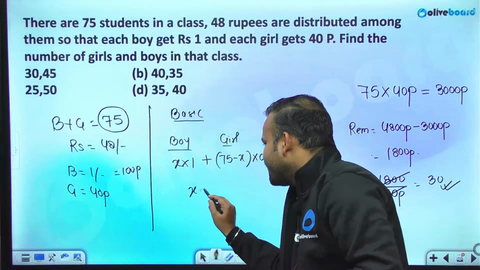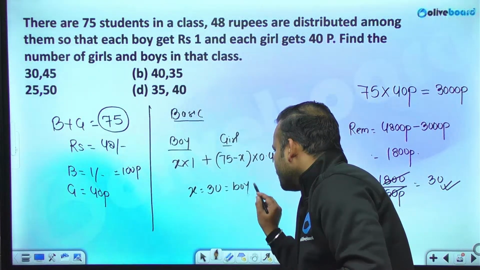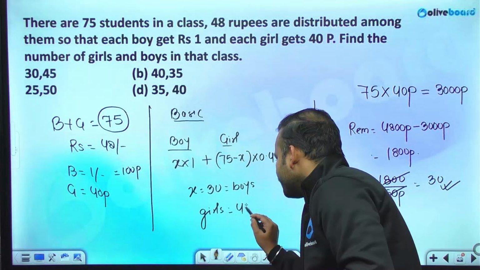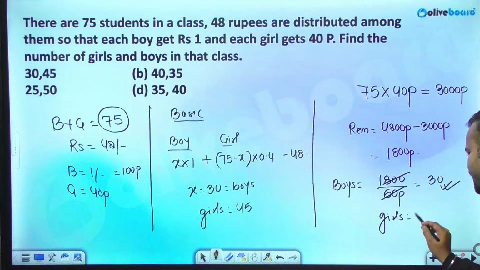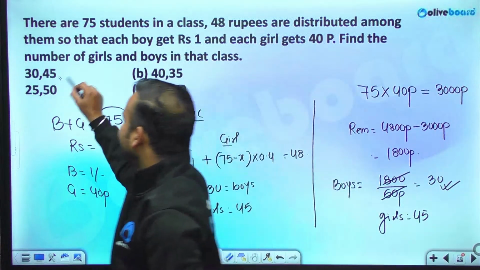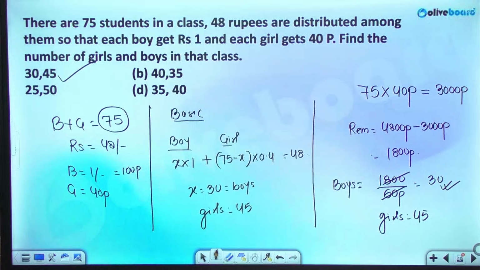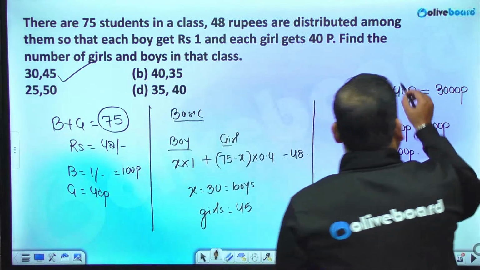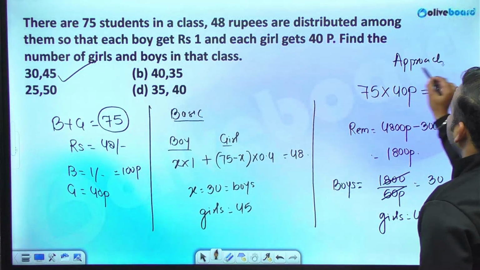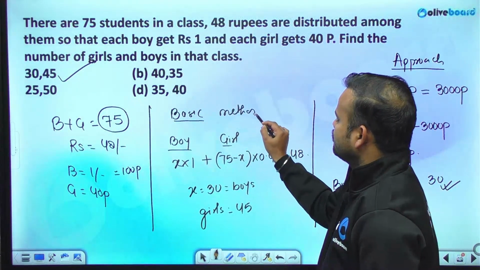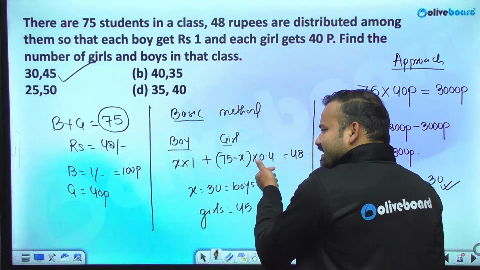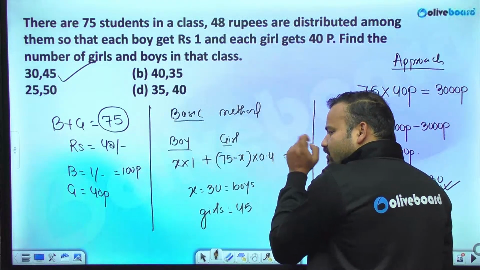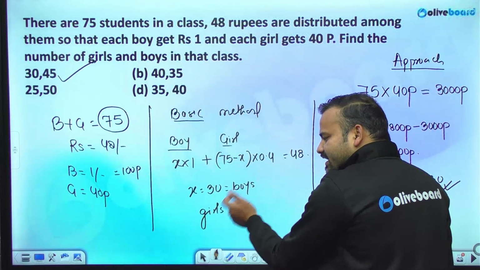So you will be solving this and getting X equals 30. That is the number of boys. And the number of girls will be 45. You know? Even you can solve this using alligation. So 30 and 45, option A is your required answer. Clear? So this is your approach, and this is the basic method. 1 rupee given to each boy, 0.4 rupees given to each girl. Entire sum of money is 48. X equals 30. So the number of boys is 30 and the number of girls is 45.